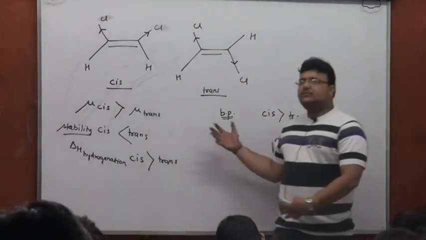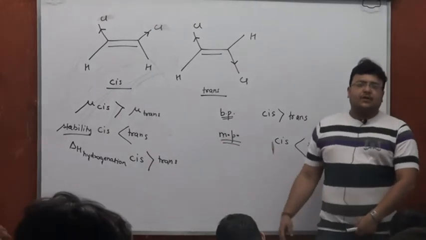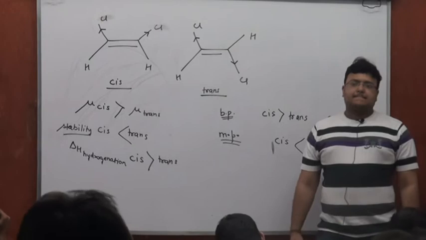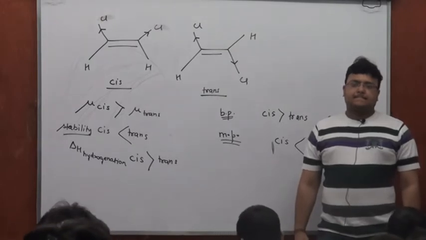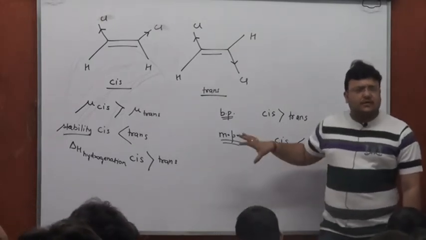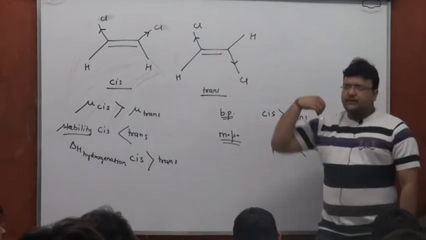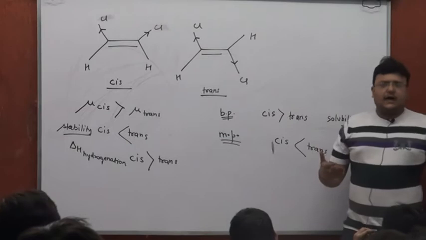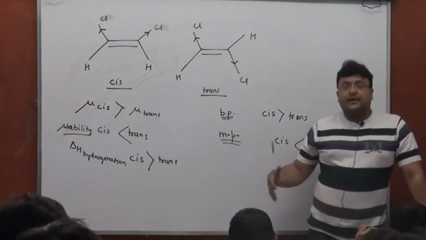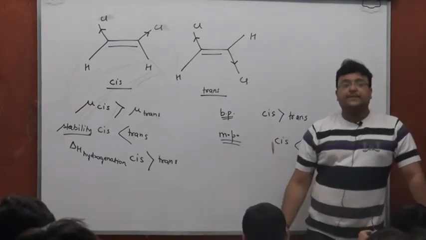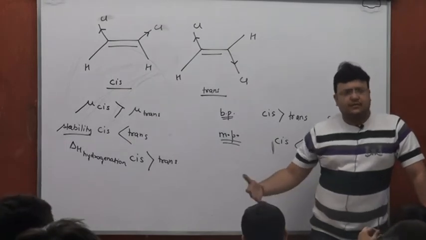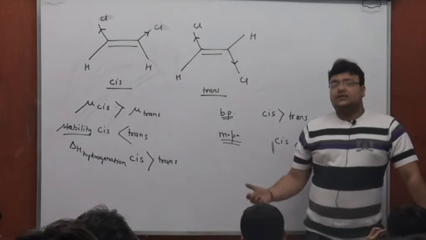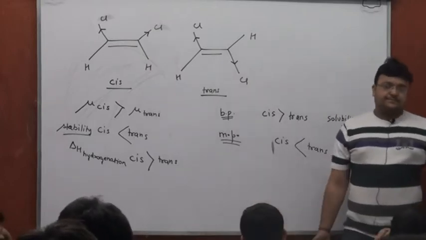Now, some physical properties on the ground of which I can differentiate a cis and a trans isomer. Is this clear to all of you? The cis has a high dipole moment, higher boiling point and solubility, and the melting point of the trans form is higher, considering a general cis and trans alkene.